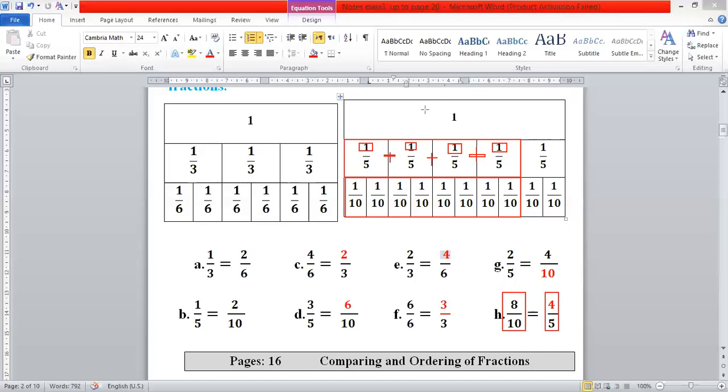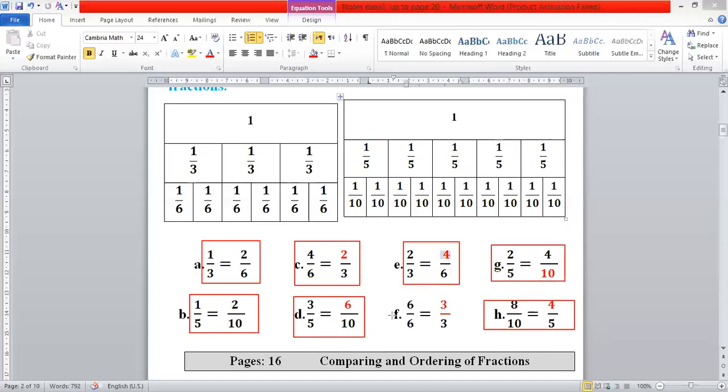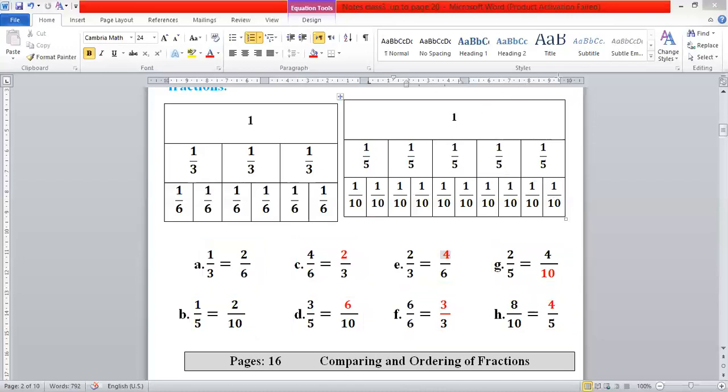So these are called equivalent fractions. 1 over 3 equal to 2 over 6, equivalent fractions. All are equivalent fractions. 6 over 6 equal to 3 over 3. These are equivalent fractions.